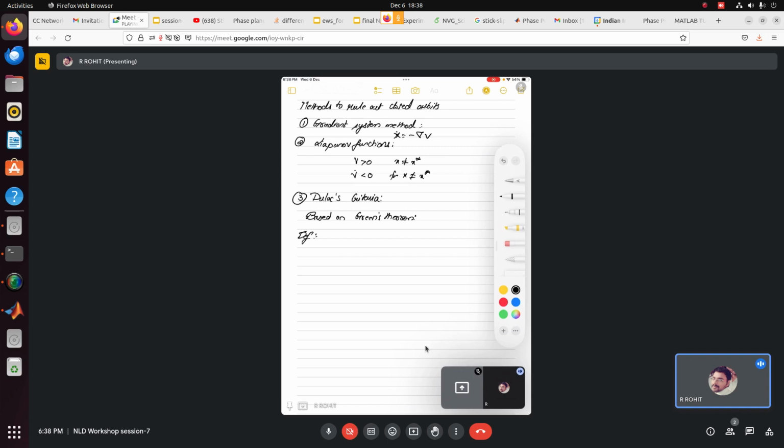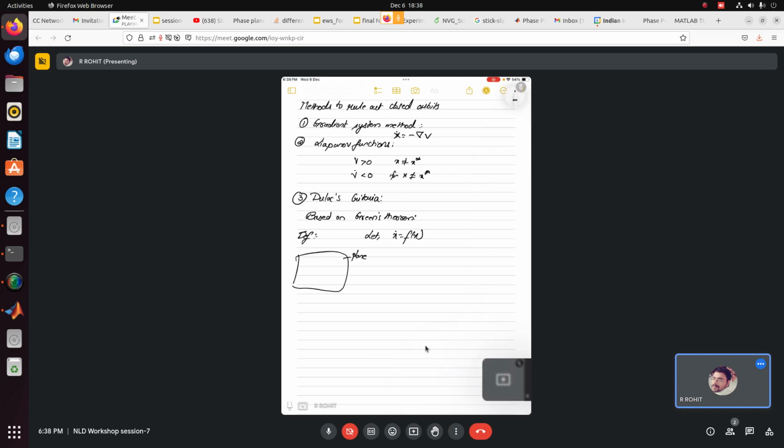say you have a plane, and let x dot equal to f of x be a continuously differentiable vector field defined on a simply connected subset R of the plane.